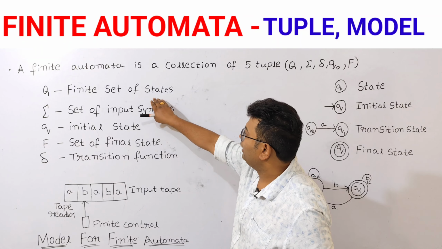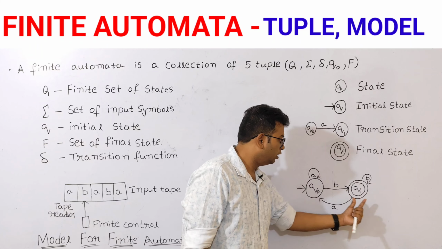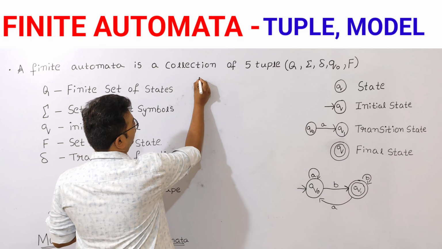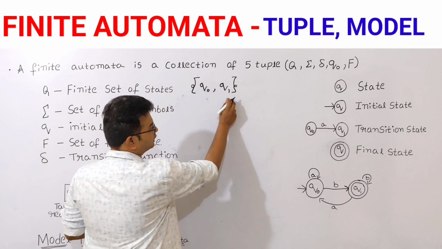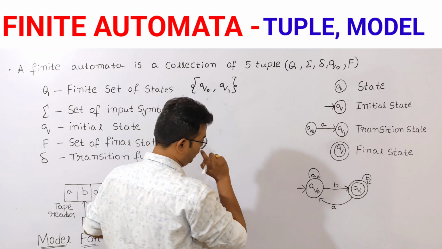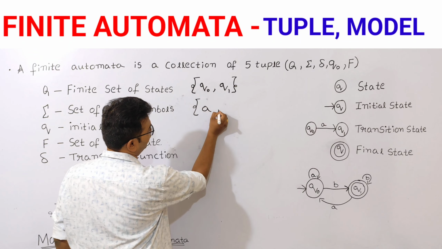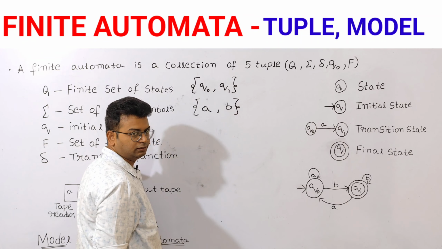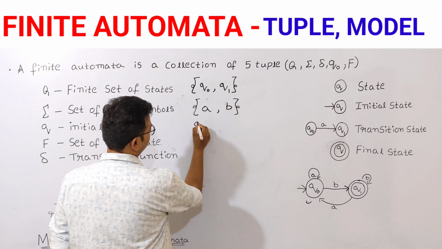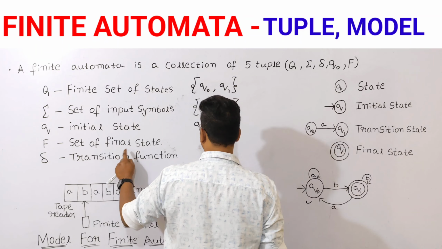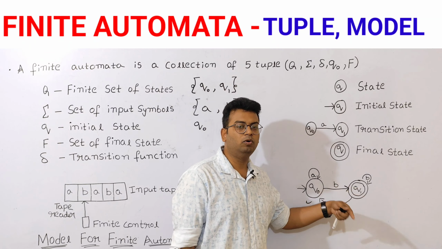Okay. So, the finite set of states. Look over here, Q0 and Q1 both are states, so we can write them as a set. Is that clear? Next, the set of input symbols. What are the input symbols here? A and B. So take them as a set, A and B are the input symbols. And next, the initial state. Q0 is the initial state. You can write it like this, only Q0. And the set of final states. Here we have only one final state. In some finite automata, there can be more than one.